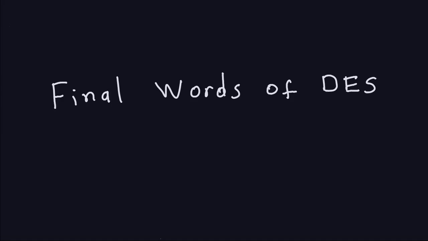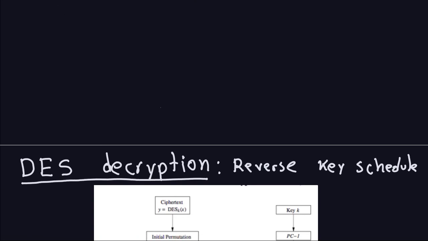Hello and welcome again. So we are finally at the moment where we have described completely what the DES is, the internal structure of the data encryption standard. There are some final words, things that I think are important to mention here to finish up this topic. The first thing I want to mention is: what is the decryption?